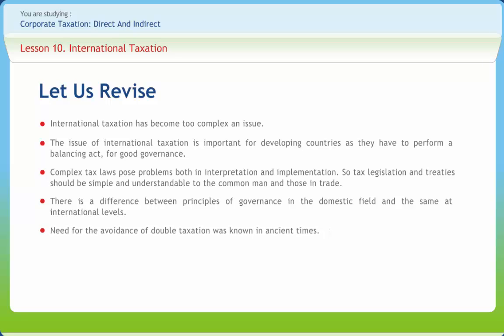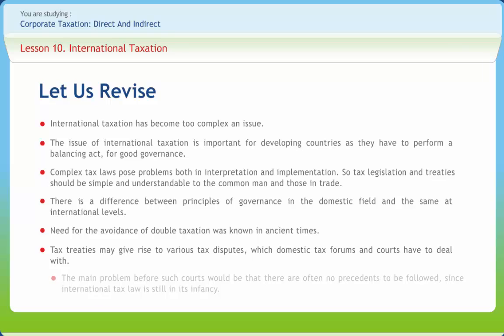There is a difference between principles of governance in the domestic field and the same at international levels. Need for the avoidance of double taxation was known in ancient times. Tax treaties may give rise to various tax disputes which domestic tax forums and courts have to deal with. The main problem before such courts would be that there are often no precedents to be followed, since international tax law is still in its infancy.